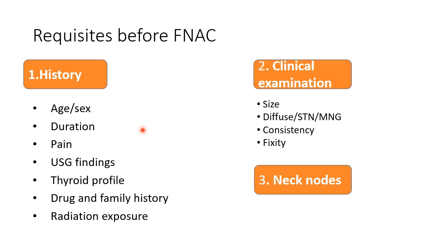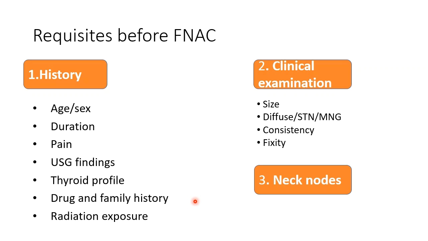Duration of the thyroid swelling is important because if the swelling is present since birth, we can think of a thyroglossal cyst. If the swelling has recently arisen and is of short duration, the history is typical of anaplastic carcinomas or lymphomas. History of pain is important. It indicates thyroiditis. Ultrasound findings are important. We'll discuss them in detail later. Thyroid profile is important because if a patient is hyperthyroid, there are chances he can go into a thyroid storm when we do FNAC. So thyroid profile is important.